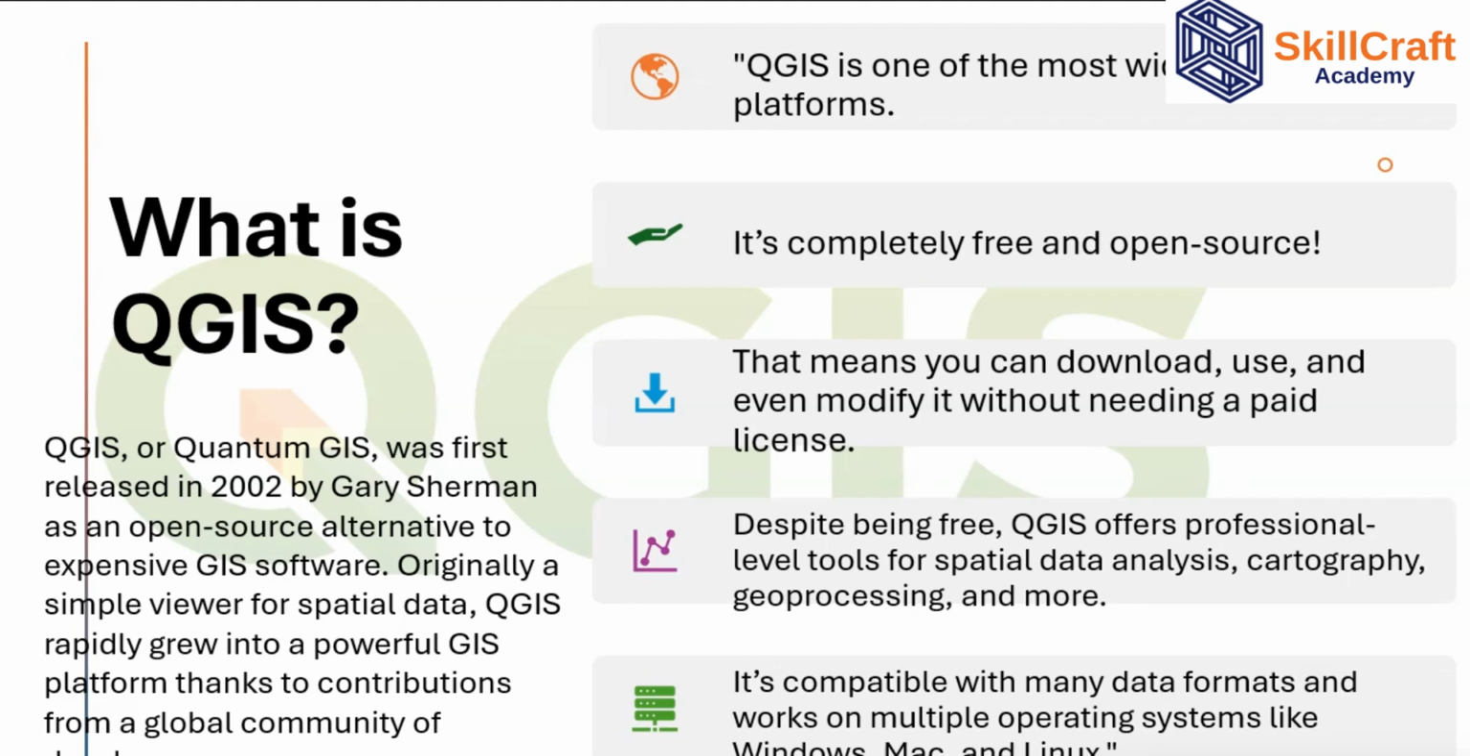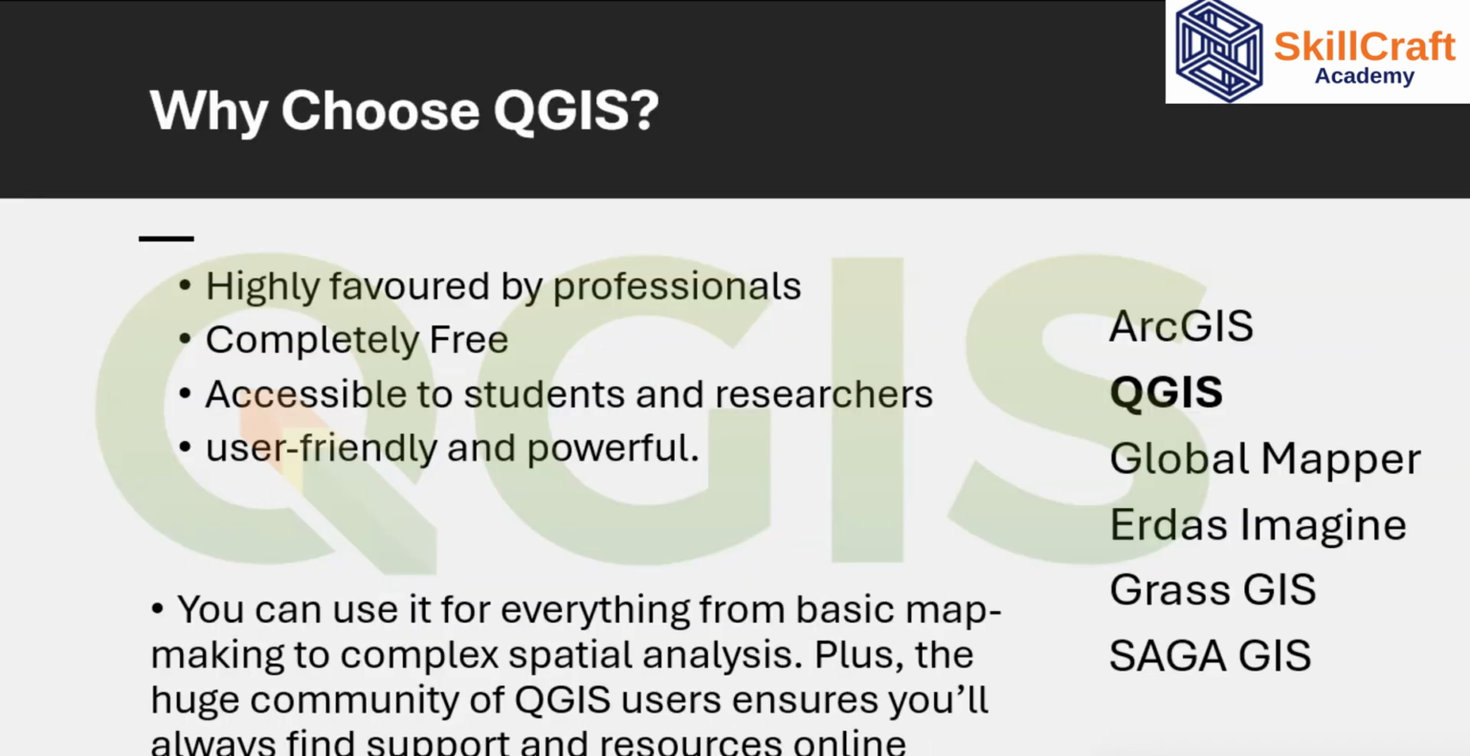QGIS offers professional level tools for spatial data analysis, cartography, geoprocessing, and more. That is, think of anything that you want to do with GIS, QGIS has something to help you with it. It is compatible with many data formats, and it works on many operating systems. Some will say, I'm using Mac, I'm using Linux, I'm using Windows. QGIS will work with any of those. It is highly favored by professionals. It is completely free, accessible to students and researchers, and it is user friendly also. You can use it for everything from basic mapping to complex spatial analysis.